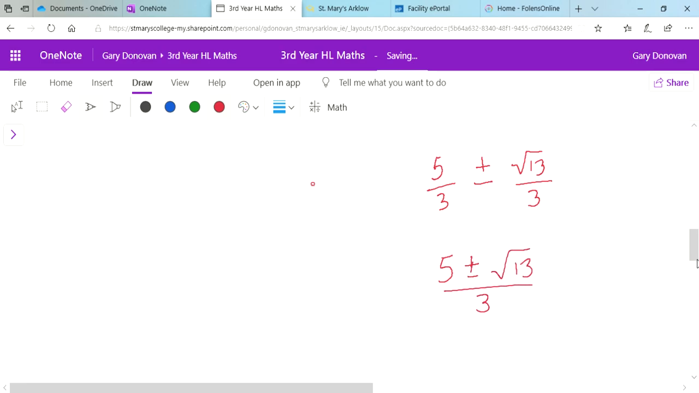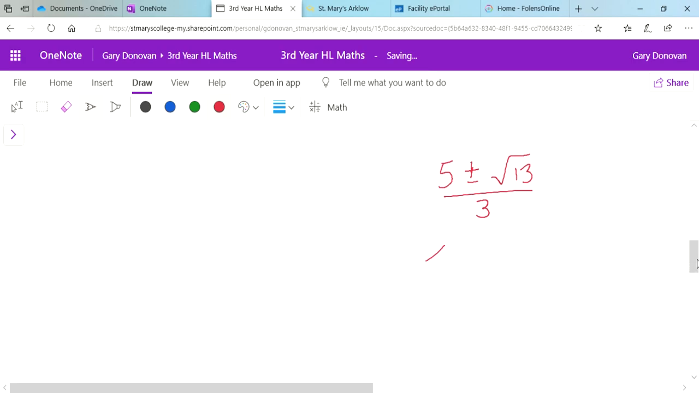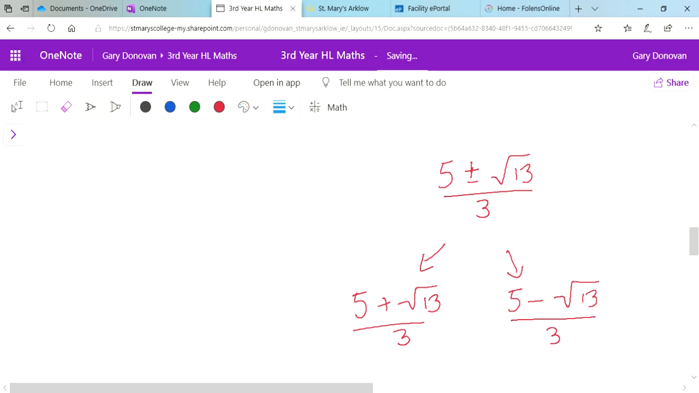And that's your answer really. The only last thing you have to do is split that into 2 to give you 5 plus square root 13 over 3 and 5 minus square root 13 over 3. And now we've left our answers as surds, just like they requested in the question.